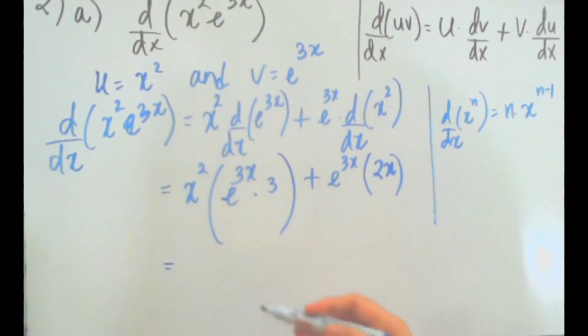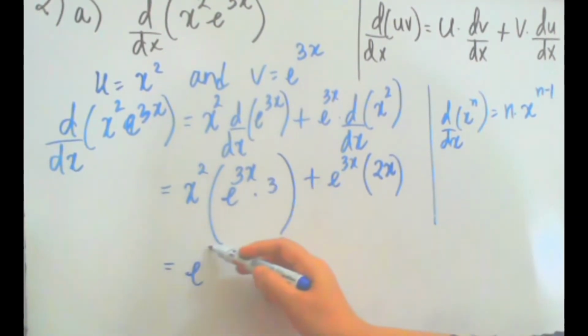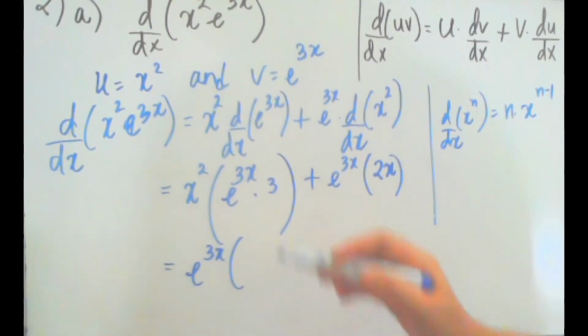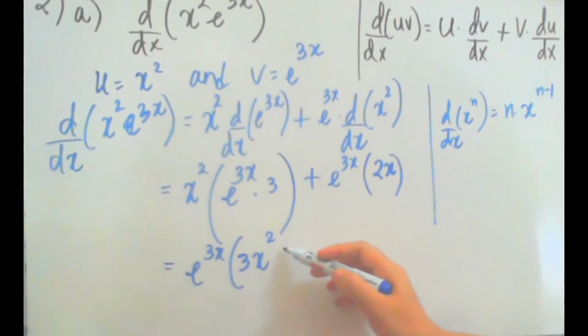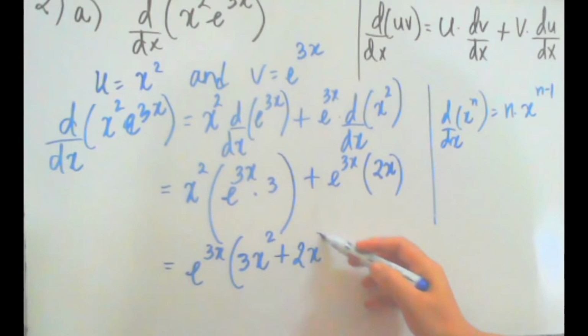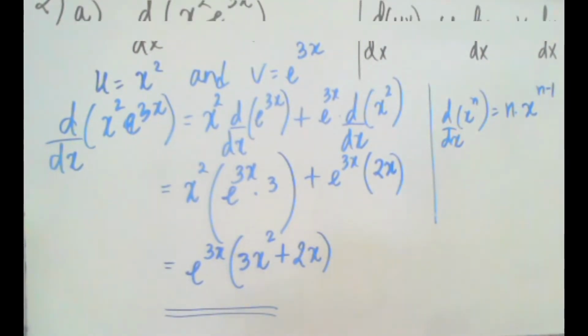So keeping it in the most simplified form, we can see that e power 3x is a common factor. This remains 3x square from the first term plus 2x from the second term. So this is the answer for 2a.